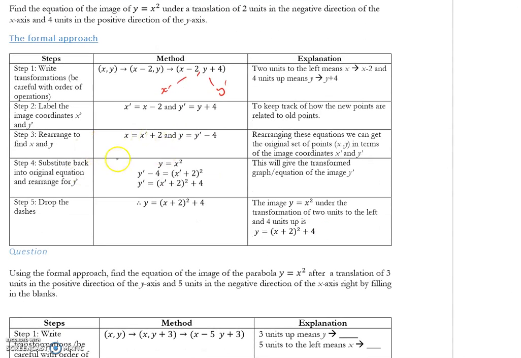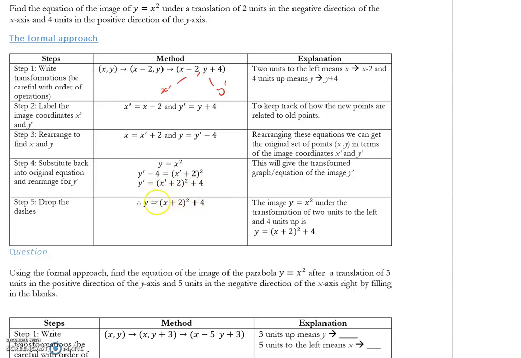The final step is to substitute back into the original equation and rearrange for y dash. So this is my original equation. We sometimes call it the parent function. It's the most basic shape or rule for a graph. So y is y dash minus 4. Substitute that in there. You get y dash minus 4 equals, x is x dash plus 2, so substitute that in there, x dash plus 2 squared. Okay, rearrange to make it look like my normal equation: y dash is x dash plus 2 squared plus 4.